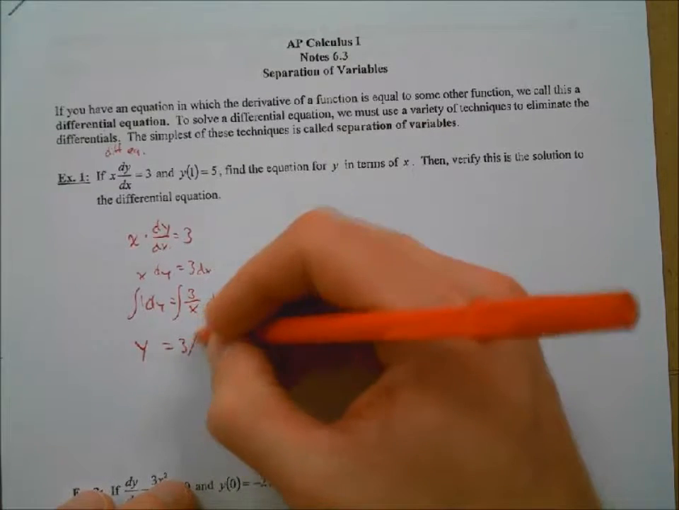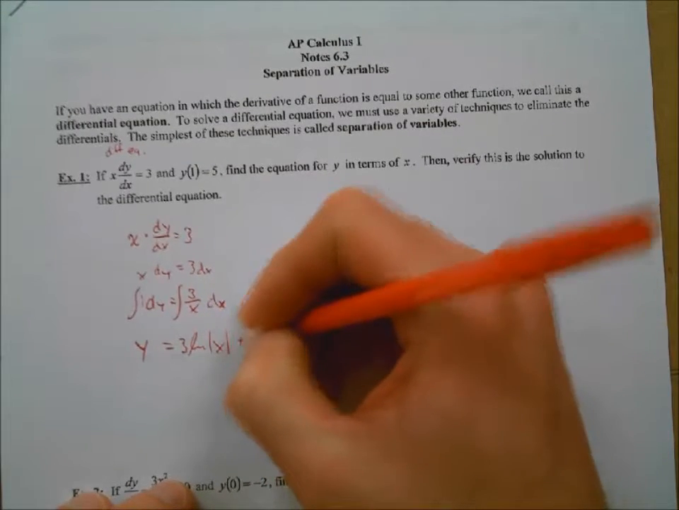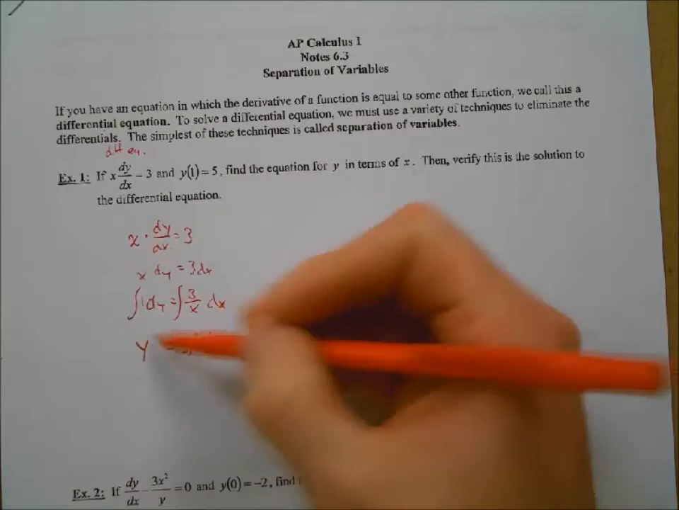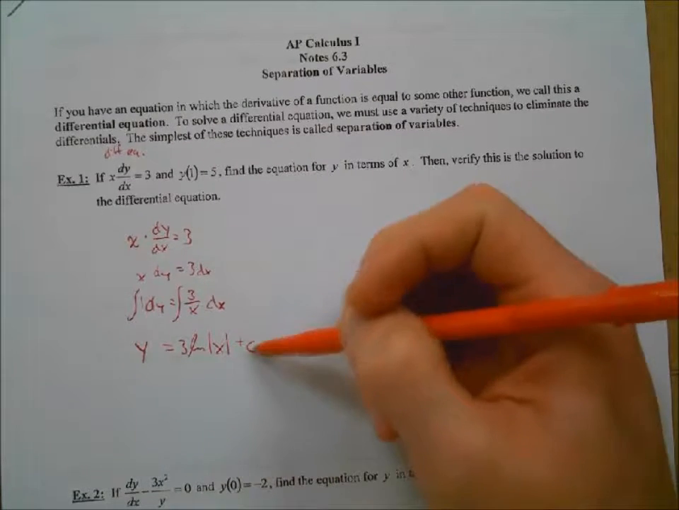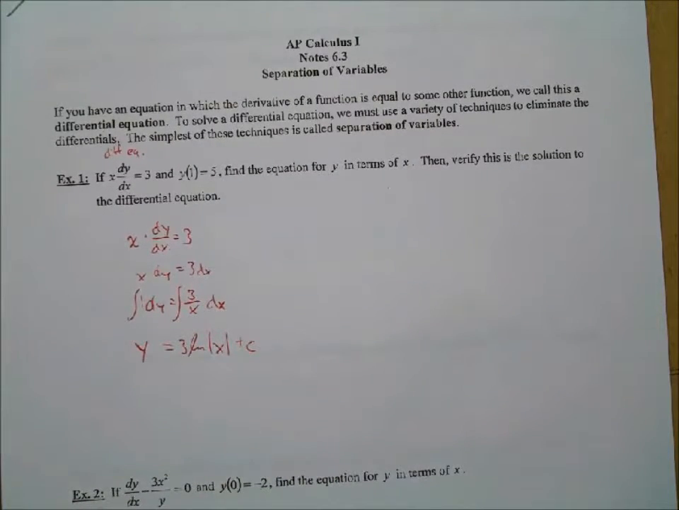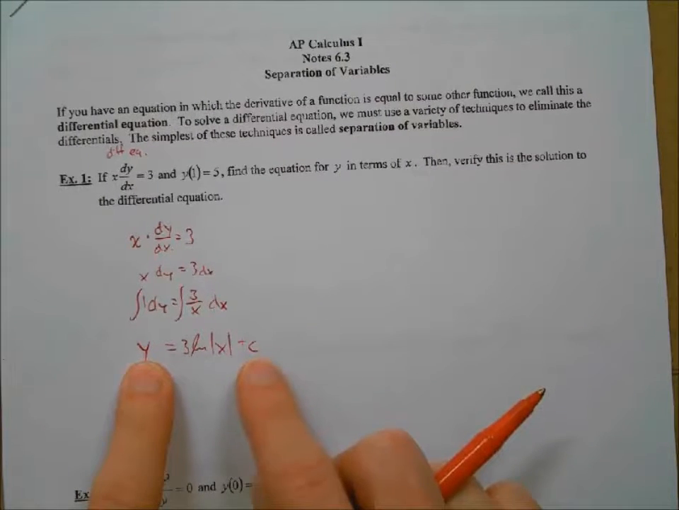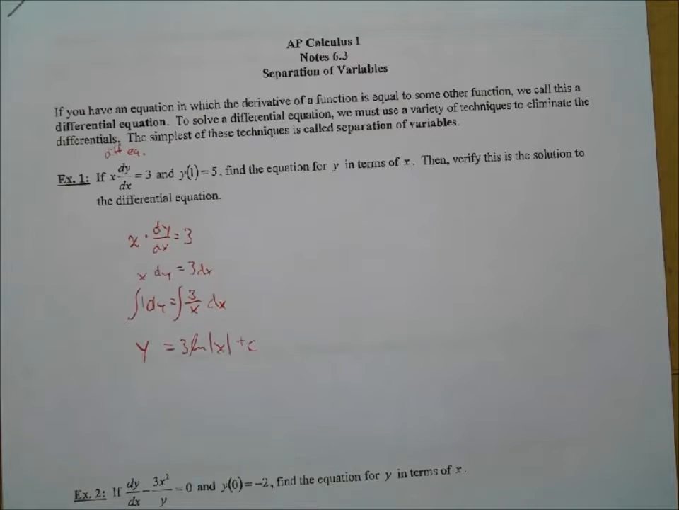3 natural log of the absolute value of x, and then there's the plus c. It's not necessary to put a plus c on both sides. You can just think of the c from the left-hand side moving over and being absorbed into this c right there, so we only have one constant of integration. The c on the left-hand side won't necessarily be the same as the c on the right-hand side, so that's why they don't just cancel out.